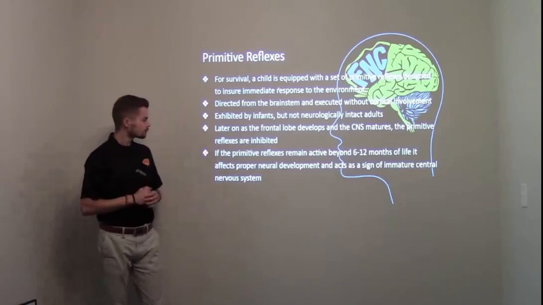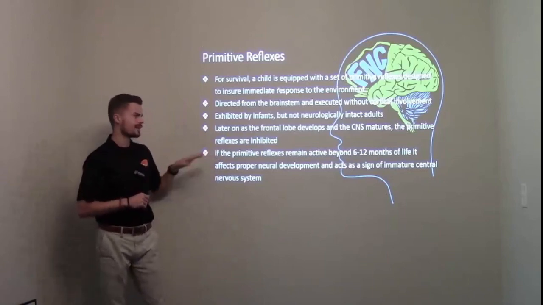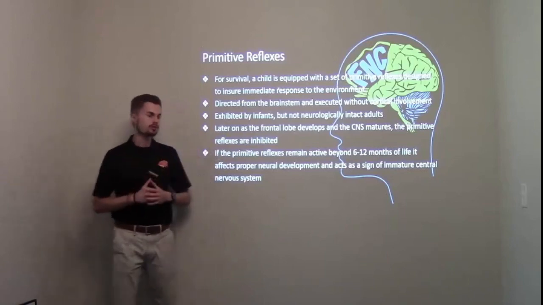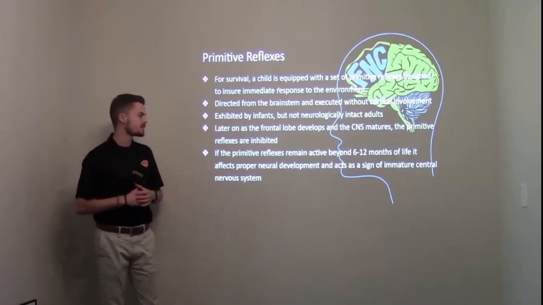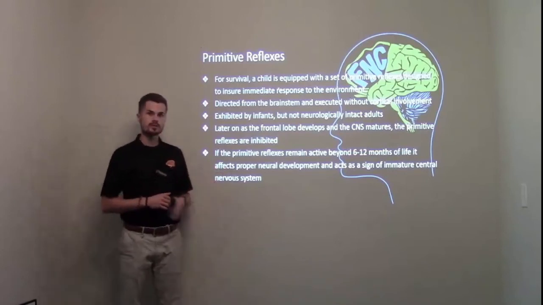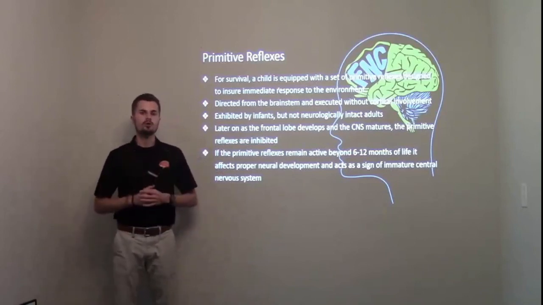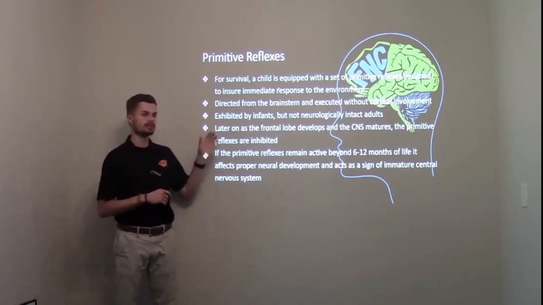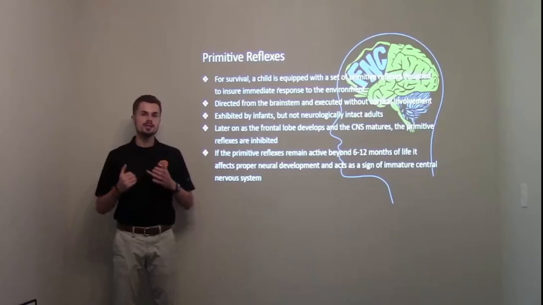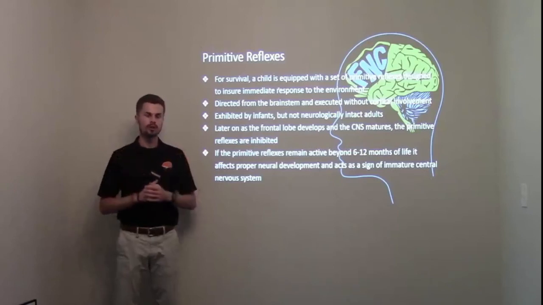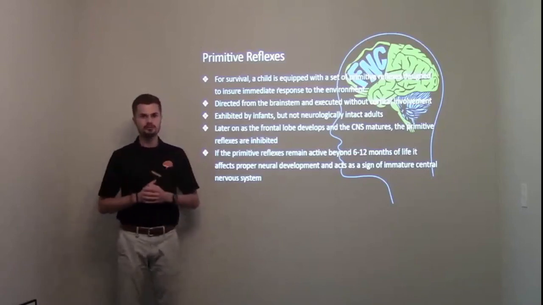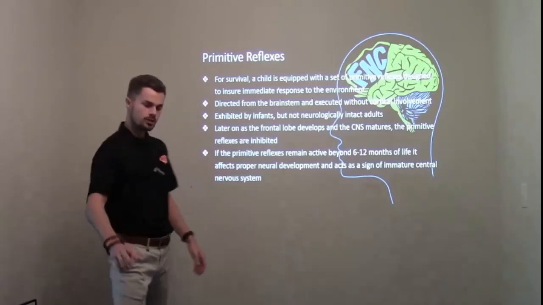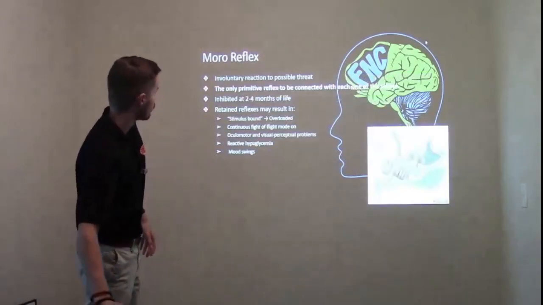So if the primitive reflexes remain active beyond 6 to 12 months of age, it's going to affect proper neural development, and it's going to act as a sign of an immature central nervous system. We're going to show you how to test a few of these primitive reflexes, and this could be a window into looking at how their frontal lobe and cortical mechanisms are working, and whether they are really inhibiting those brainstem reflexes. So let's jump right into it and talk about the motor reflex.